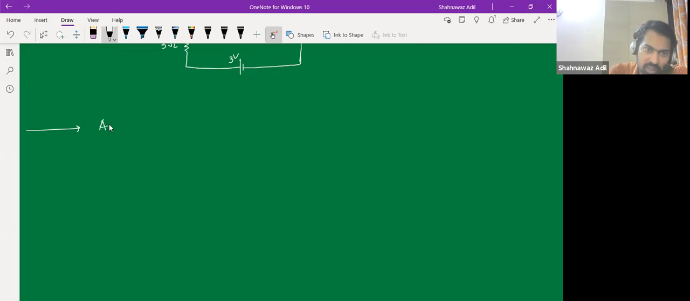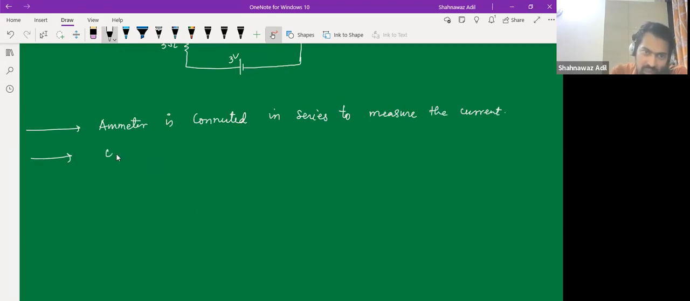So ammeter is connected in series to measure the current, right? And what do we have? So we have current sensitivity. And what is that?